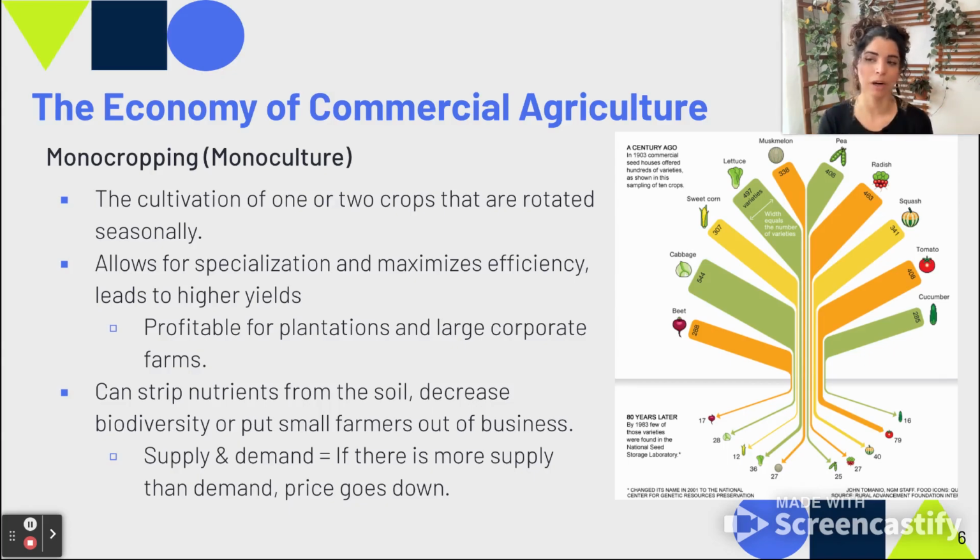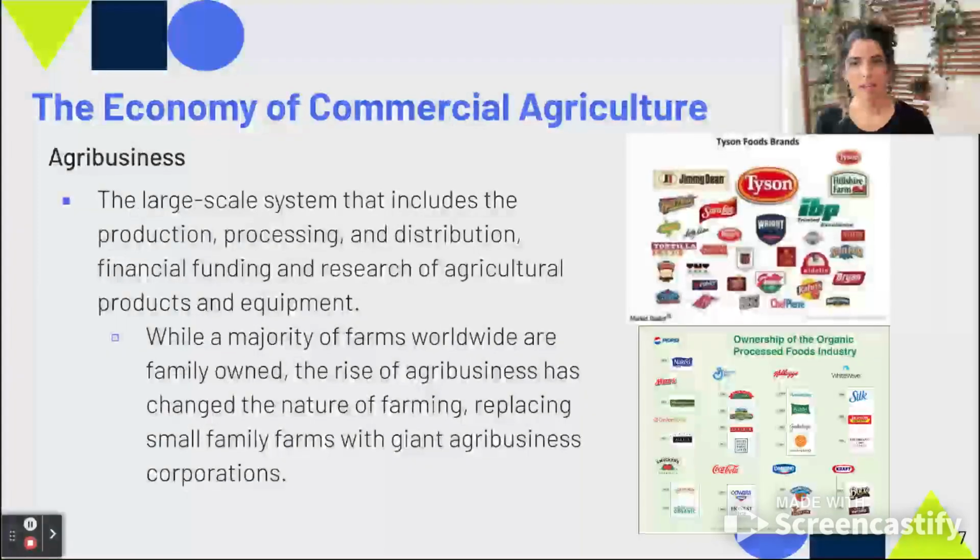So sometimes farmers are anticipating and hoping for a particular price point to sell these goods. Unfortunately, that can be unpredictable. And at the end of that harvest, they might have to sell it for a much lower cost than what they were expecting. So agribusiness, you absolutely have to know this term.